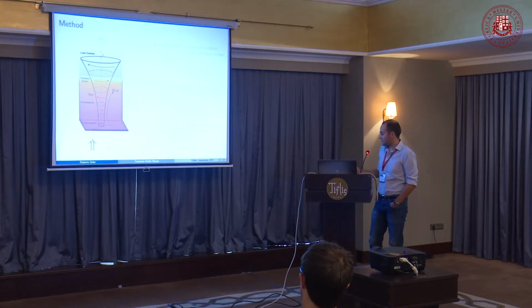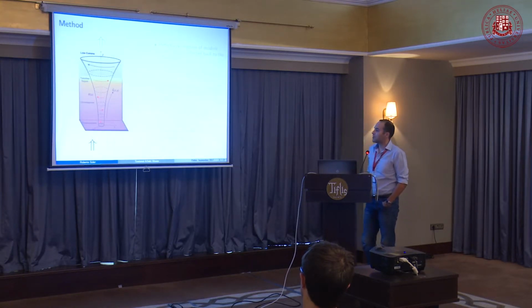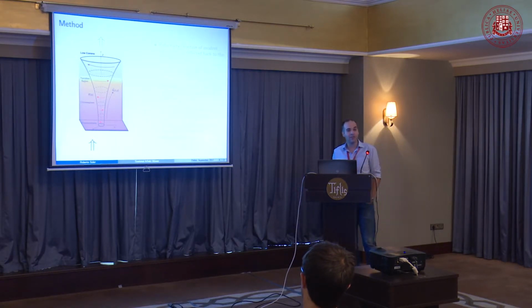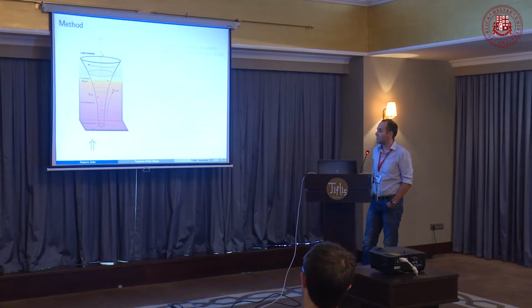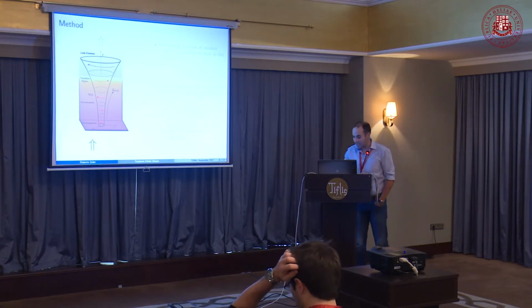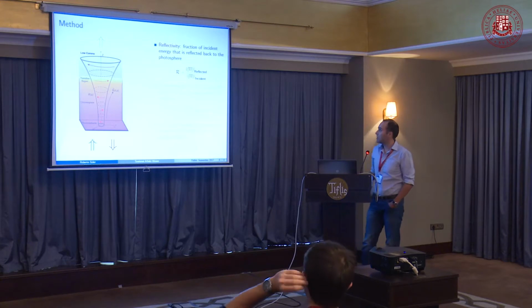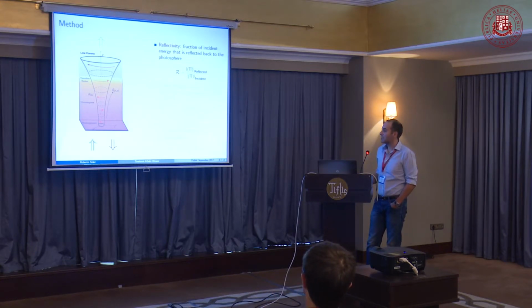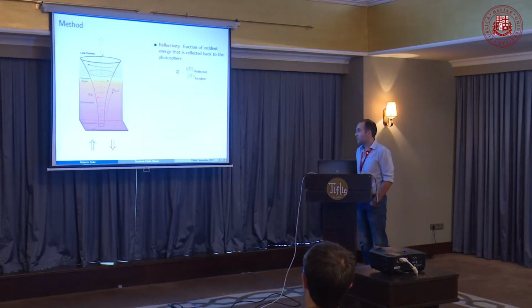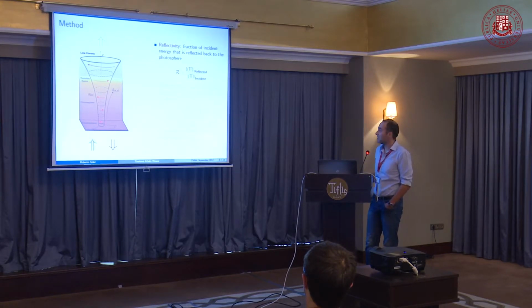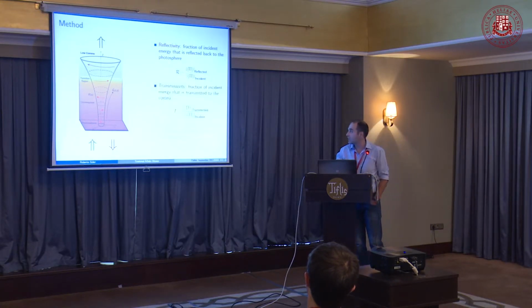So in our method, we are going to assume that we have an incident wave at the bottom boundary of our domain. This is at the photosphere. And at the same time, at the same boundary, we are going to assume also that there is a reflected wave. So we can define the reflectivity as the fraction of the incident wave energy that is reflected back to the photosphere. This is just computed as the ratio of the Poynting fluxes of the two waves.